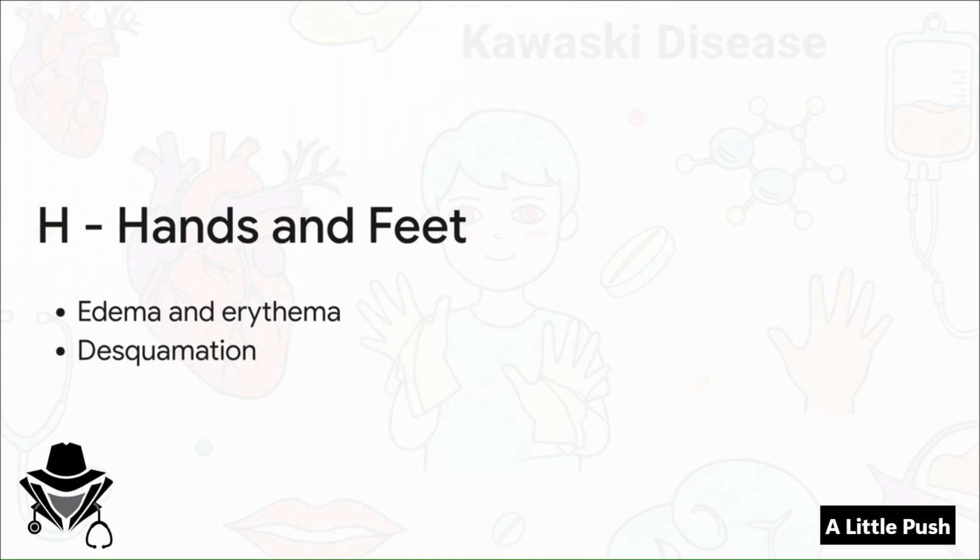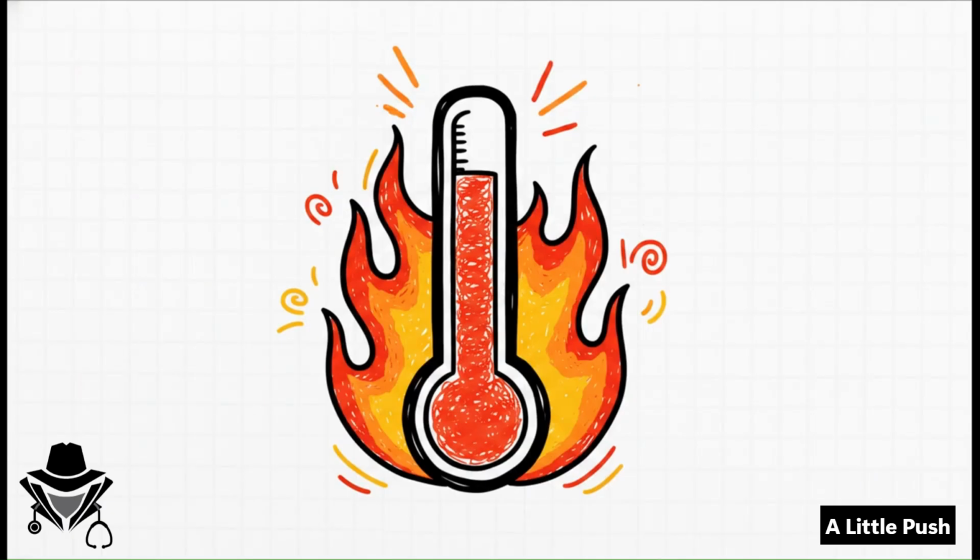Then, H is for hands and feet. In the acute stage, so we're talking around days 3 to 5, you'll initially see induration, redness, and swelling of the palms and soles. But you've got to keep in mind, in the later subacute stages, which is usually 2 to 3 weeks after onset, this actually progresses to desquamation. And that's just a fancy word for the actual peeling of the skin, right at the tips of the fingers and toes. Okay, so those 5 signs make up the CRASH.